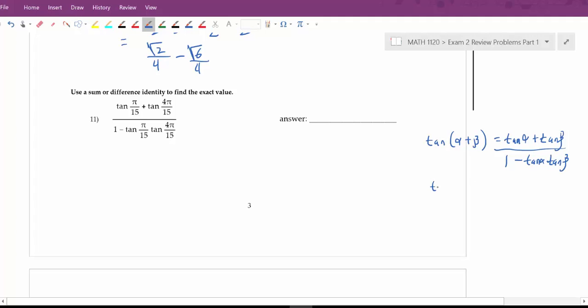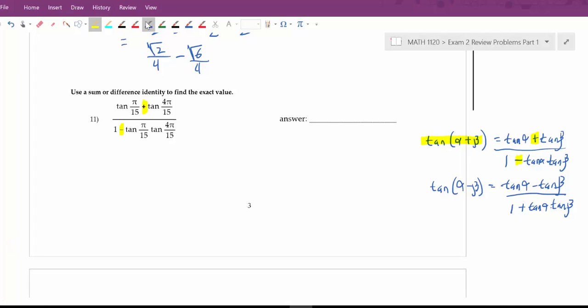And then if you had tangent of alpha minus beta, that's going to be tangent of alpha minus tangent of beta all over 1 plus tangent of alpha times tangent of beta, like that. See, what I've done is I've given you the right side of an identity. Since this has a plus there, that matches there, and since it has a minus there, that matches there. So that means this is going to be the tangent of alpha plus beta. So you're just doing this in reverse.